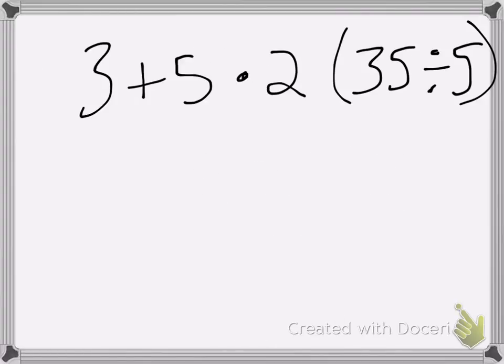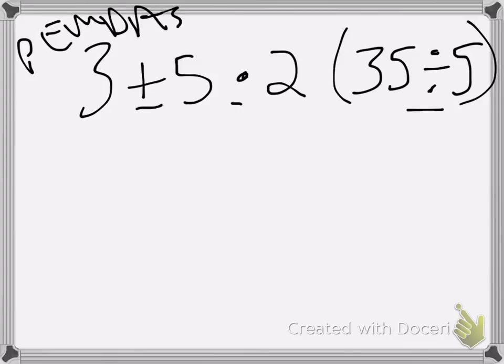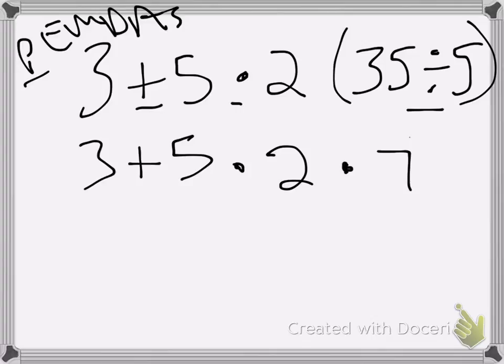Alright. Here we've got addition, multiplication, and division. So I'm going to write PEMDAS. Alright. Does it have parentheses? Yes. So I do the parentheses first. 35 divided by 5 is 7. So now we've got 7 times 2 times 5 plus 3. We got rid of our parentheses. We don't have exponents. Now we're to multiplication and division. We read those at the same time.